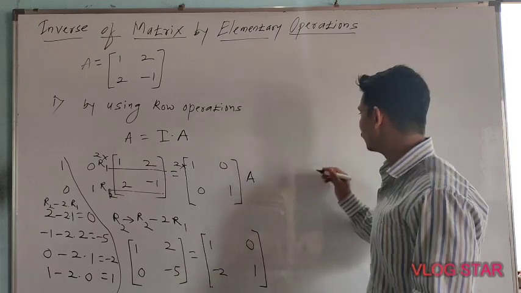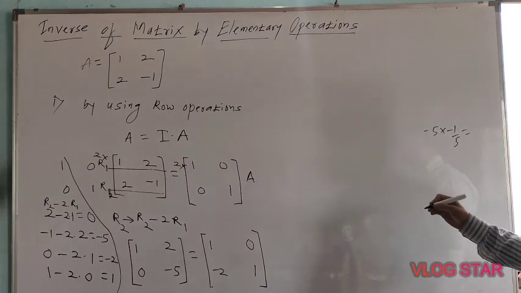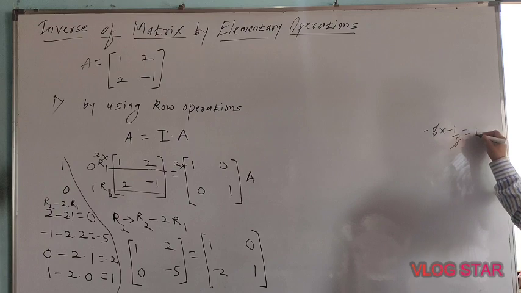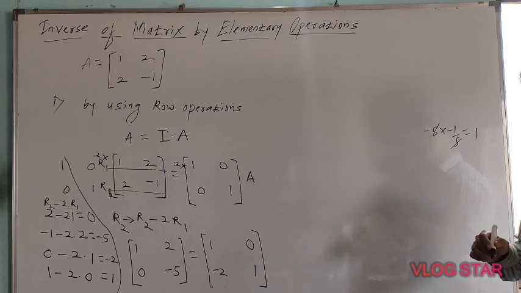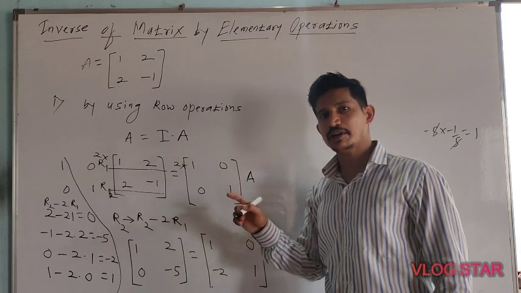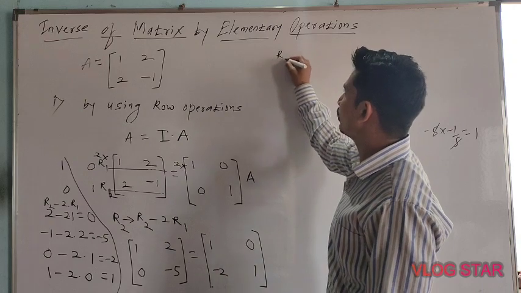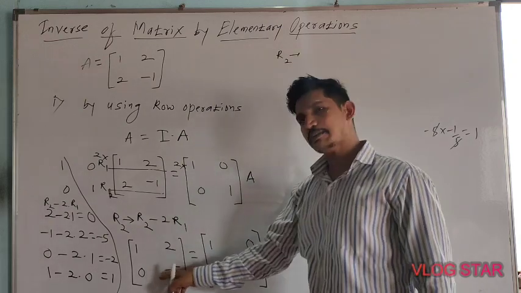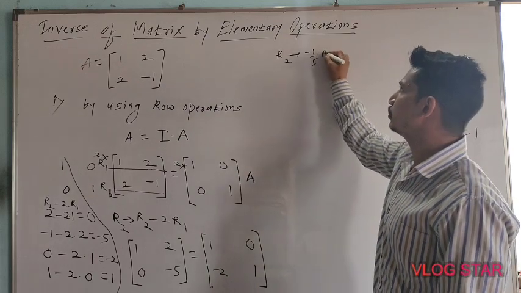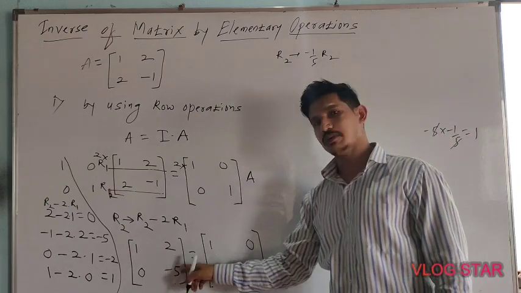If I see here, minus 5, if you multiply by minus 1 by 5, what will come here? 5 and 5 get cancelled, and plus 1. That's why if I multiply this by minus 1 by 5, here will come 1. So the next operation: I am changing R2, R2 becomes minus 1 by 5 into R2. So that I will get 1 here.